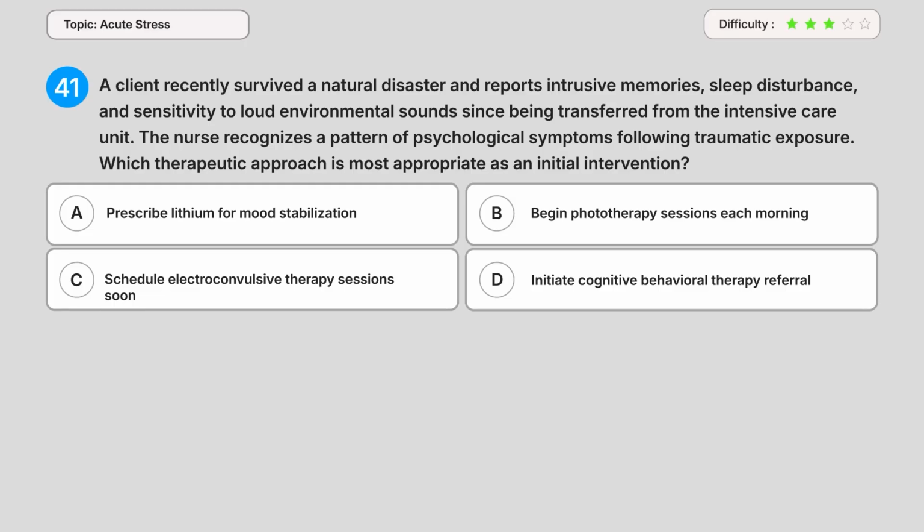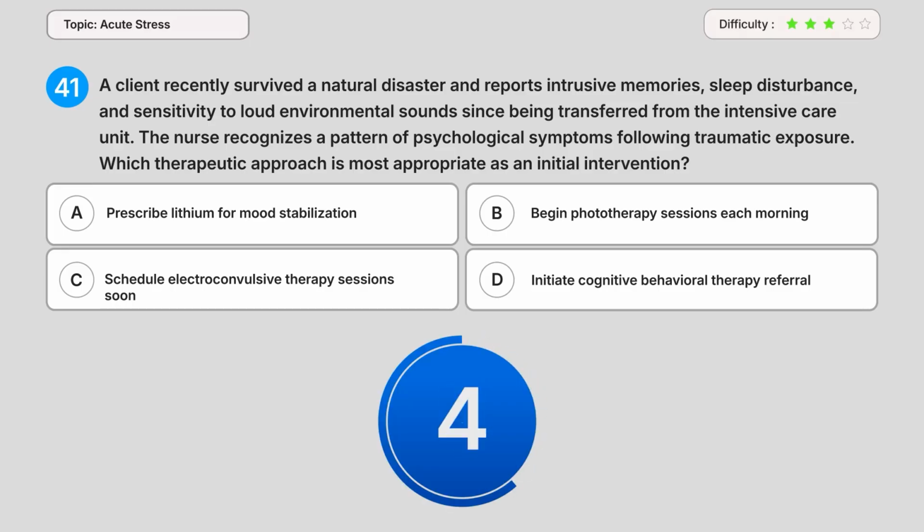A. Prescribe lithium for mood stabilization. B. Begin phototherapy sessions each morning. C. Schedule electroconvulsive therapy sessions soon. D. Initiate cognitive behavioral therapy referral. Can you guess the answer?